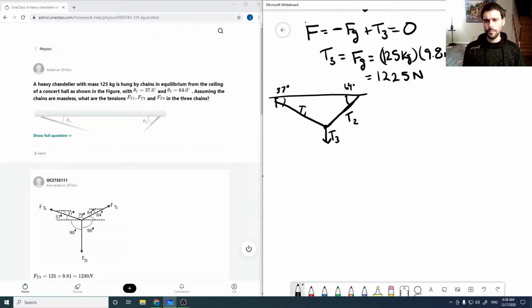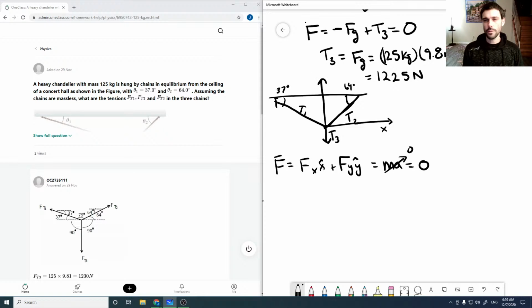Okay, so here now we can separate into our components. So our force is going to be Fx x hat plus Fy y hat. And because nothing's moving, this is going to equal, well, it's always going to equal ma, but because it's not moving, it's going to equal 0. So that goes to 0 because there's no acceleration. So now looking at our x component forces and using this as our x direction and this is our y direction.